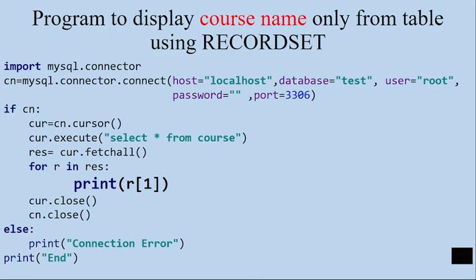So now we want to display only the course name from the table. If you want to display only the course name from a table, here I have given, we can use print R1. So that will display only the course name. Select star from course will display all the data. But if you want to display only a selected field, then we can mention it with the help of index. In the course table, we have CNO, CNAME, duration and fees. CNO index will be 0, CNAME index will be 1, duration will be 2, and fees will be 3. So we are giving R1.